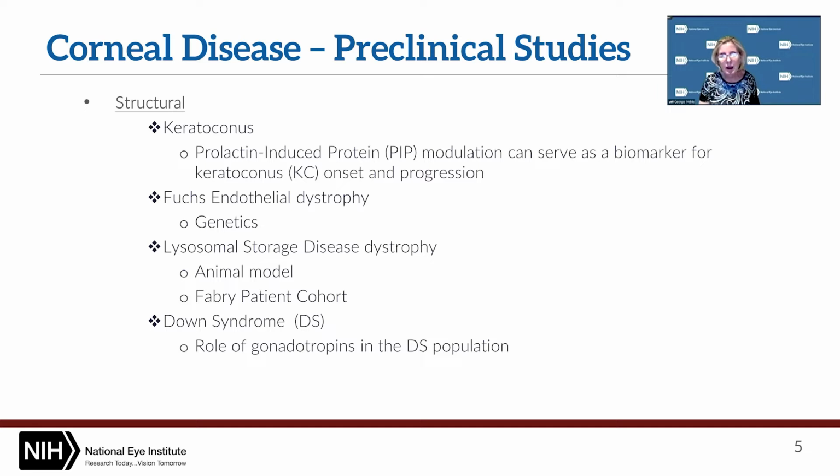We also have an application looking at Down syndrome and the role of gonadotropins in the Down syndrome population. They believe that in younger patients with Down syndrome, you can predict their risk of getting keratoconus based on the level of sex hormones in their body.